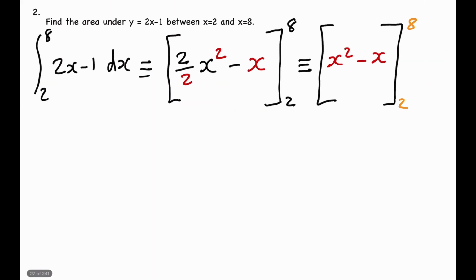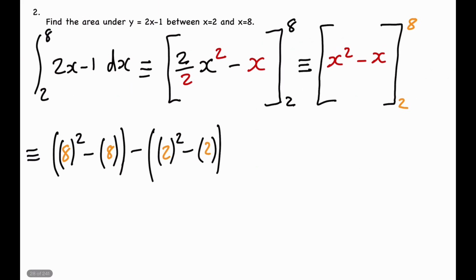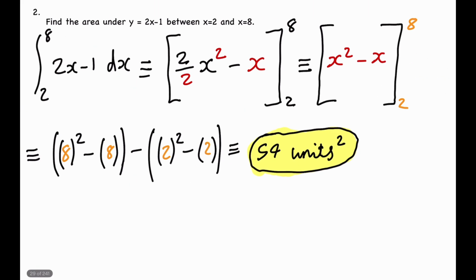So now I've simplified it, so the 2 over 2 is basically 1, so you get rid of that. And now I finally apply my limits. So here you have the 8 and the 2. So what you do is substitute your 8 into this. So you'll do 8 squared minus 8, like over here. And then if you substitute the 2, you'll get 2 squared minus 2, because it's x squared minus x as the function. And you'll take the higher limit, take away the lower limit. And you would get 45 squared units, which is the area under the graph. So this would be the answer to the question.